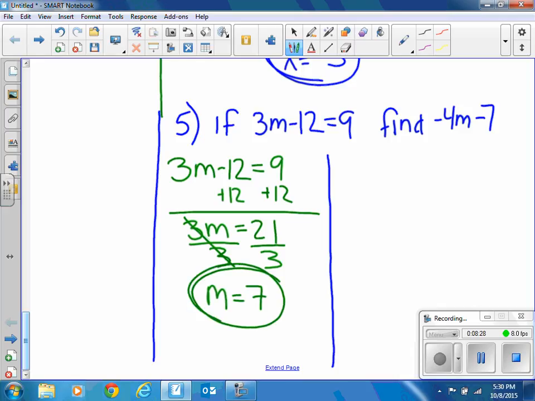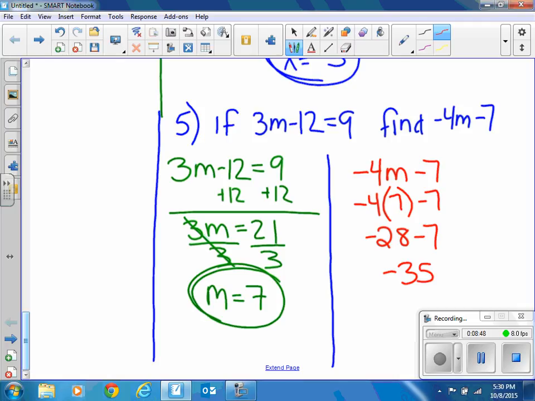Now that we know what m is equal to, we can come back here to the other side, and we could plug it into our expression. Negative 4m minus 7. Plug in 7 for m. Negative 4 times 7 is negative 28, minus 7, and then we get a total of negative 35. So we just had to use our knowledge of how to solve a two-step equation, solve it, find m, and then plug m into the other expression.